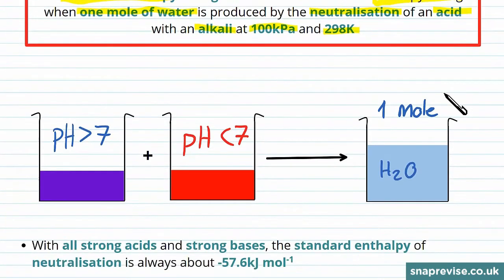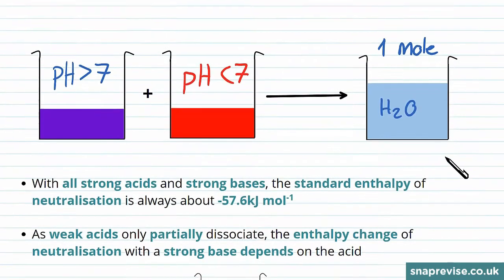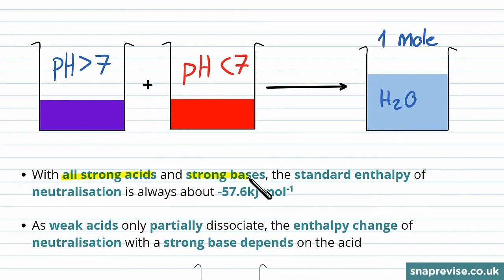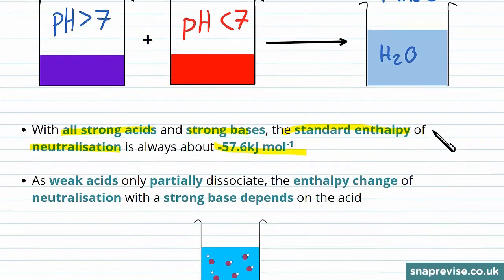Now it turns out that if we use a strong acid and a strong base to do this, then the standard enthalpy of neutralization is always the same. It's always minus 57.6 kilojoules per mole.